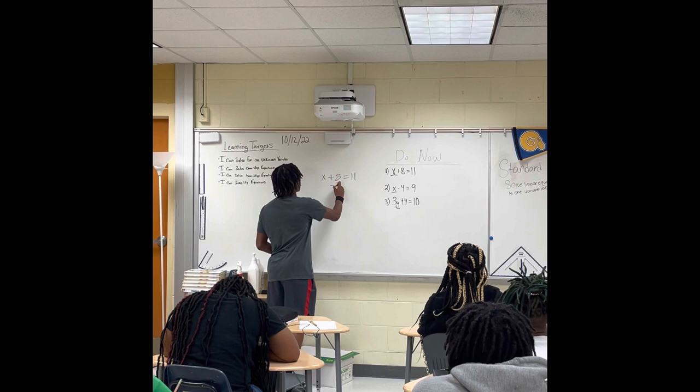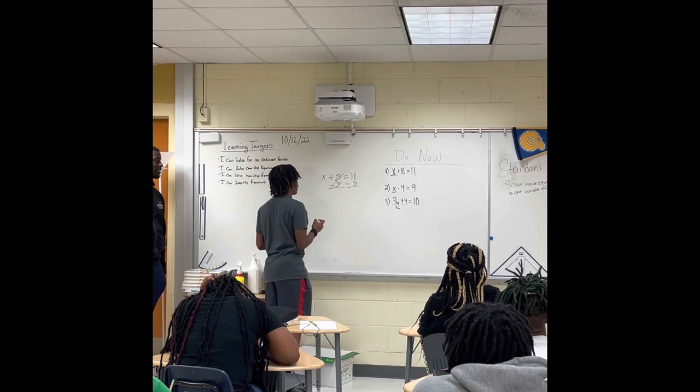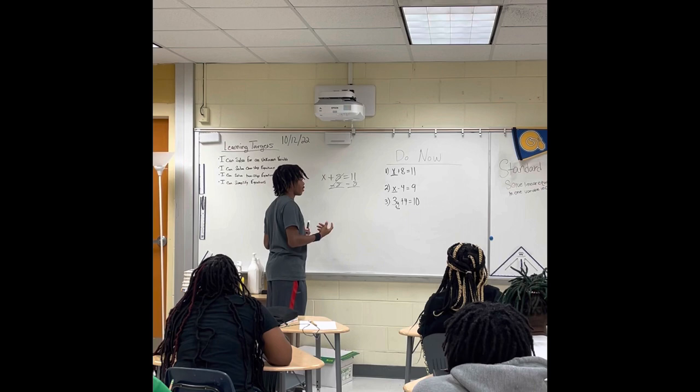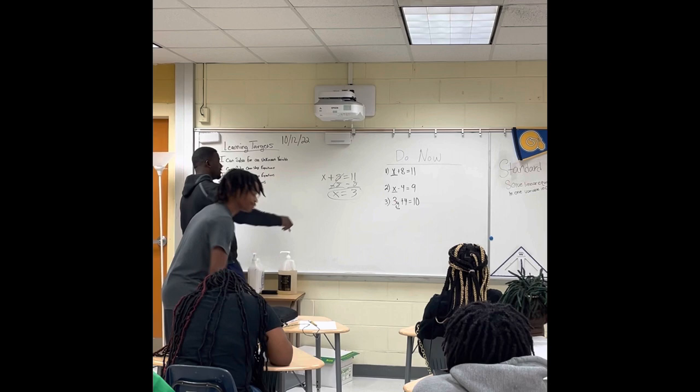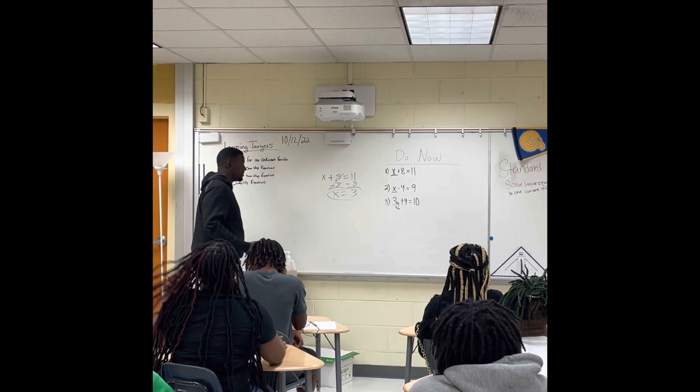First, the inverse operation of addition is subtraction. 8 minus 8 will be zero, so that'll cross out. And then you've got 11 minus 8, which will be 3. All right, so if you use inverse operation, the opposite of addition is subtraction. 8 minus 8 equals 0. It cancels out. 11 minus 8 equals 3. Thank you, Taylor.